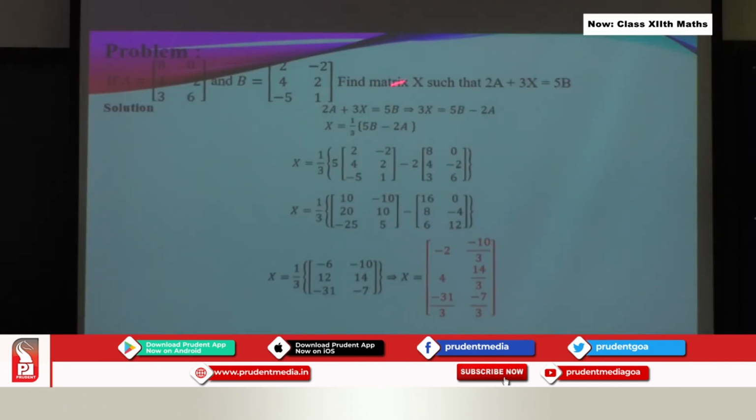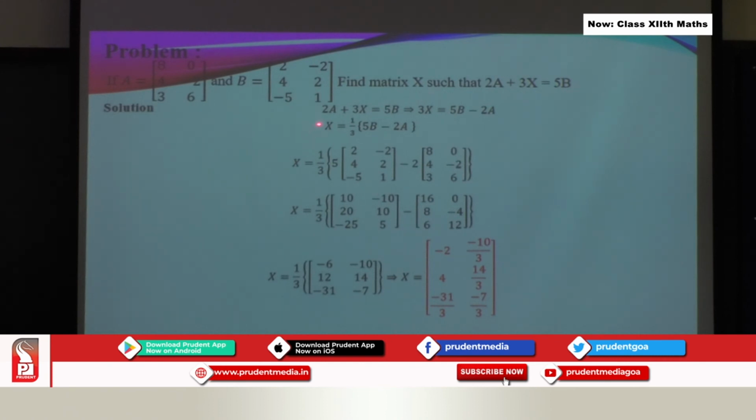I take this problem. These kinds of problems are very important from the exam point of view. Look at this, matrix A is given, matrix B is given. I need to find matrix X such that 2A plus 3X equals 5B. So this equation is given to me.